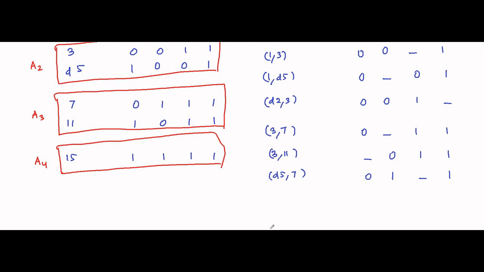Now between groups A3 and A4 we have 7 15, which is dash 1 1 1, and 11 15, which is 1 dash 1 1.